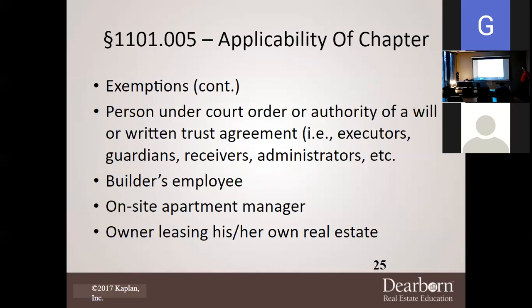What about an on-site apartment manager? Say you live in an apartment complex, does that person that's the manager have to be a real estate agent? No, they're exempt. A owner leasing his or her own real estate. If Mr. Eugene, you're selling your own property, you don't need to be a real estate agent. You can sell it on your own.